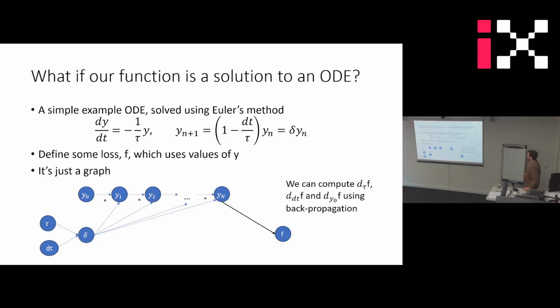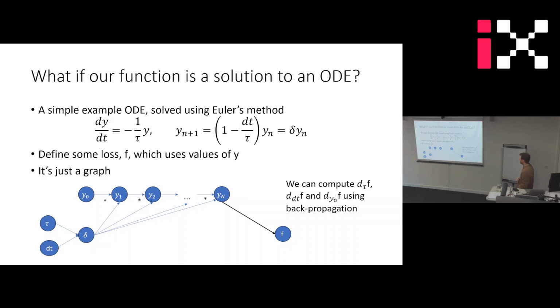Cool, back to differential equations. So rather than our function being something super simple, like those sines, exponentials, whatever, what if it's the solution to an ODE? And it turns out that's just another graph. I feel like I'm going to be saying that for the rest of this talk. Everything's always a graph. So we've got this differential equation here, which describes exponential decay.